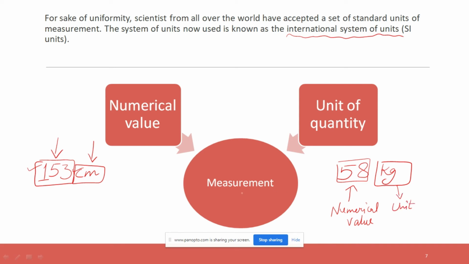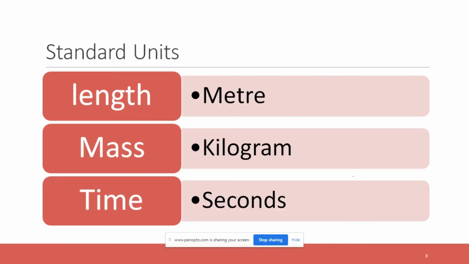So every measurement, remember that if you are measuring anything, your measurement should have these two things. Otherwise, your measurement will be incomplete, it will be incorrect, right? So for correct measurements, for proper measurements, you should write both of these things, numerical value along with the unit.